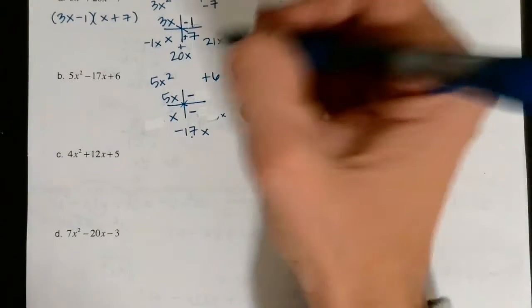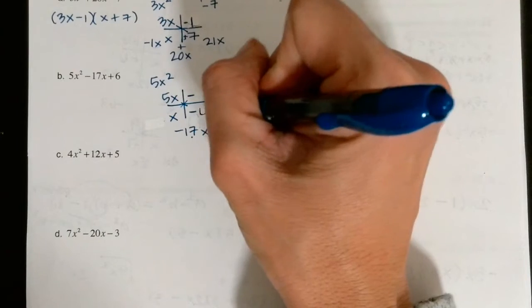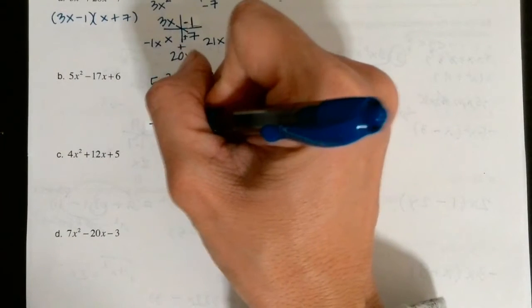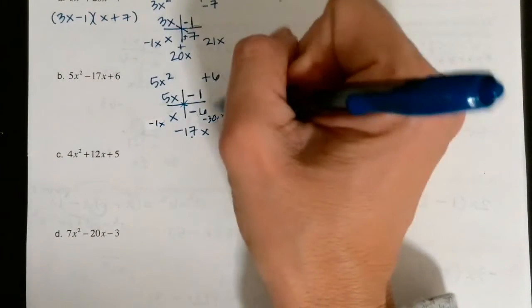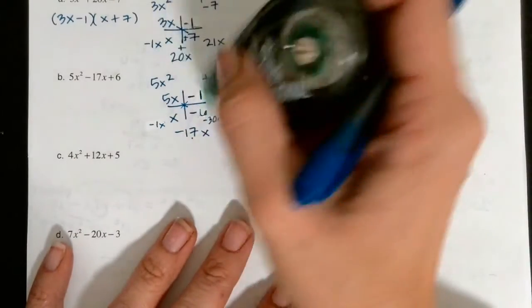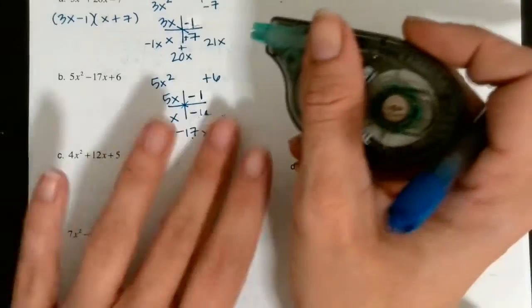So what if I switch it around? You could switch it around and do negative 6 and 1. This would be negative 30x, and that would be negative 1x. Negative 1 and negative 30 does not make negative 17. Oh my goodness, it's okay. You don't have unlimited possibilities here.